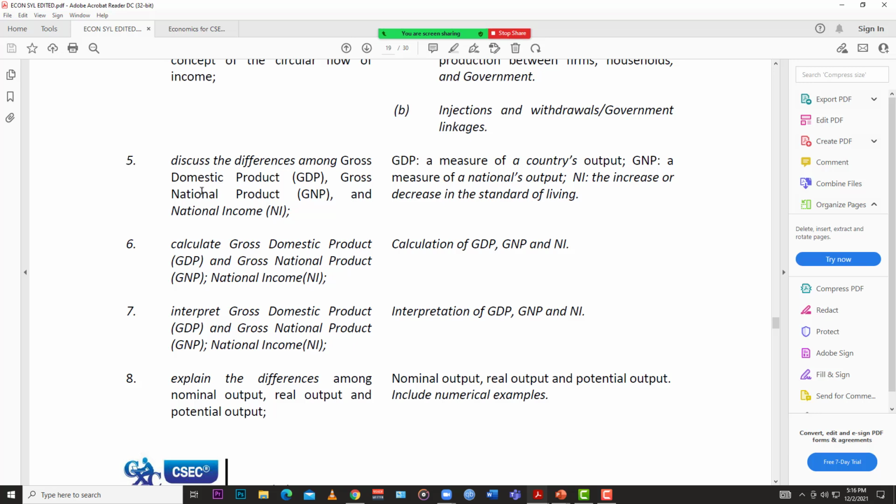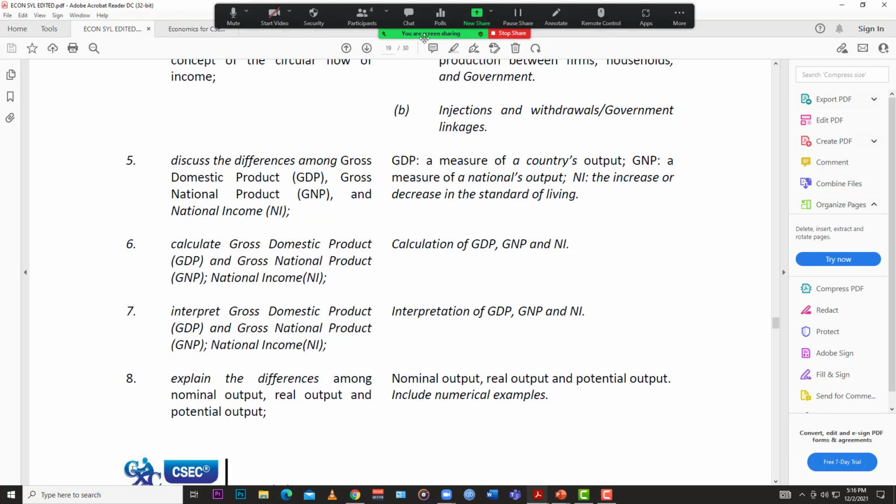So the first objective, 5. Differences between GDP, GNP, and NI, national income. So, GDP, a measure of a country's output. GNP, a measure of a nation's output. And NI, the increase or decrease in standard of living. So, we're going to delve deeper into these.